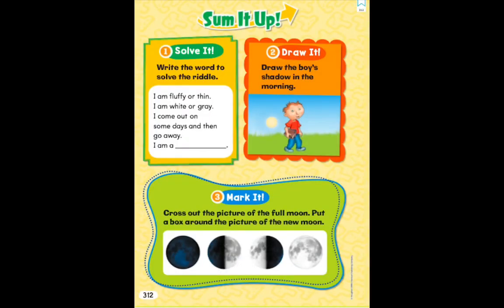Do the exercise together. First, write the word to solve the riddle. Let's read the riddle. I am fluffy or thin. I am white or gray. I come out on some days and then go away. I am a... fluffy. What is fluffy? It is cloud. So let's write cloud. Number 2. Draw the boy's shadow in the morning. Okay, so in the morning, the shadow is long and it is towards the west.